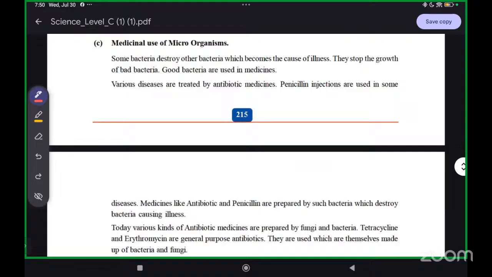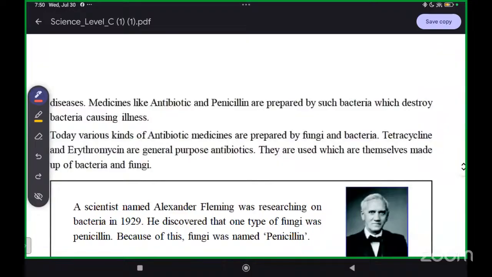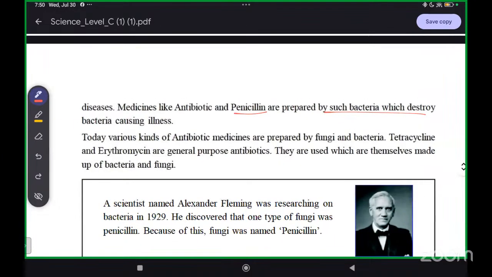Antibiotic medicines are an example of it. There are various diseases which are treated by antibiotics. Penicillin injections are used in some diseases, and medicines like antibiotics and penicillin are prepared by such bacteria which destroy bacteria causing illness. So that is why, if you're taking antibiotics, take them for only 3 days.